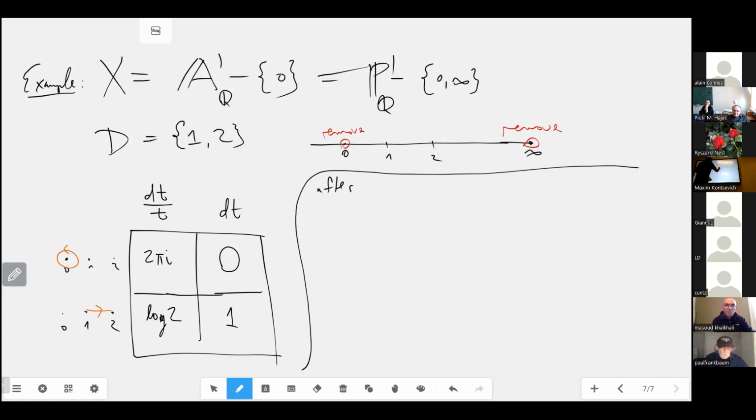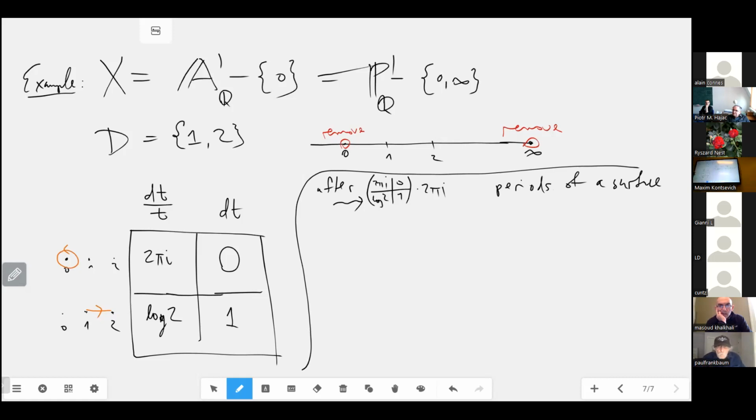Have this period matrix, multiplication by 2 pi i. We can obtain a period of a smooth variety, and it's absolutely obvious. And the same trick can be done in higher dimensions or for general divisors with normal crossing.